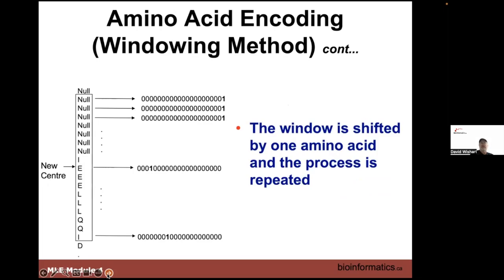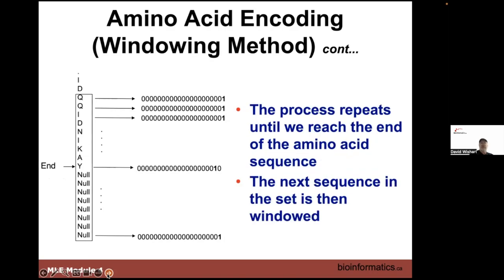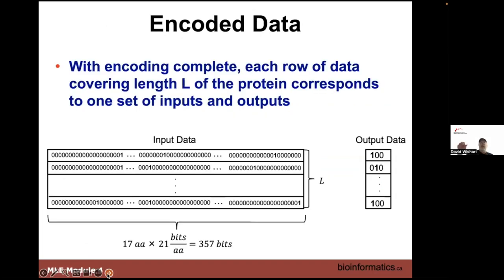And we shift one residue at a time. So I've moved it down by one residue. You see the one null residue has been removed. And now we're centering around the E glutamate, which is marked there. And we repeat this. So if this is a 100 residue protein, you would repeat this 100 times. So our input now, each input is 357 bits. And that is the length of the protein. And if the protein is 300 residues long, it's 357 by 300, most of which are zeros.